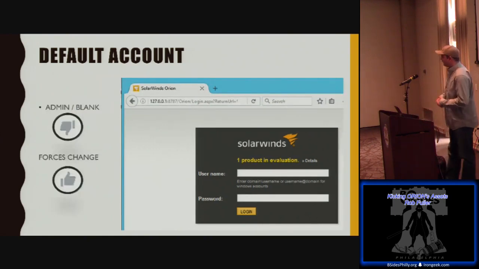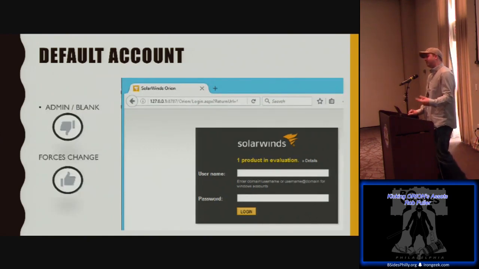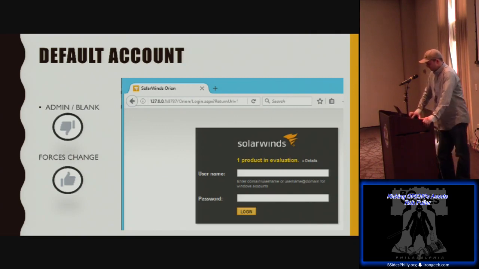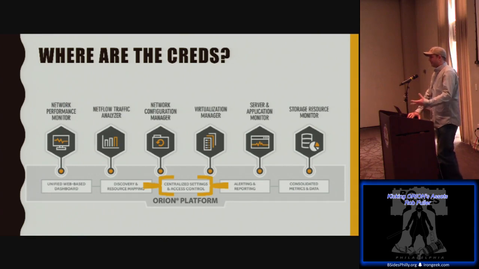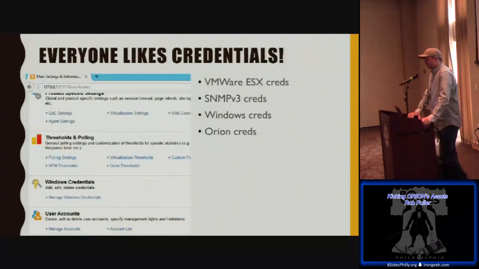So the cool thing is that it is admin blank, but they do force you to change it in later versions. If you're still doing old versions, then you are not as lucky, because I did find admin blank on the assessment. So getting back to this, where are all those credentials stored? Because what this thing does is asset management. It has to have credentials to do that. Guess what it manages? VMware ESX credentials, SNMP v3 credentials, Windows credentials, Orion credentials.